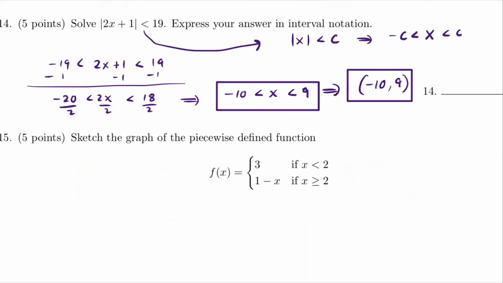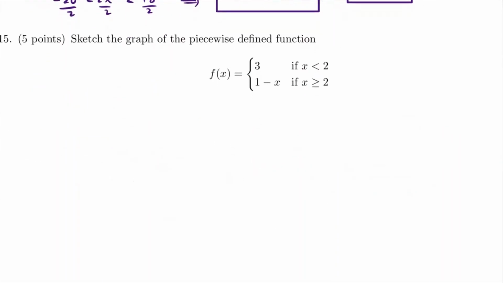For the next problem, we're going to sketch this piecewise function. So the plane has been split at 2. So that's the interval. When x is less than 2, we have a graph. When it's bigger than or equal to 2, we have another graph. So let's see how it's going to look like. So suppose this is our xy plane.